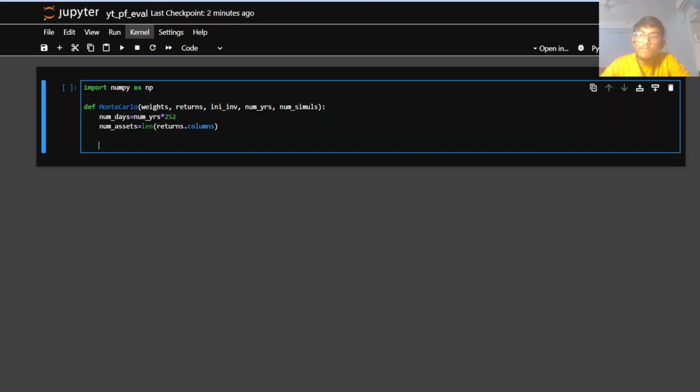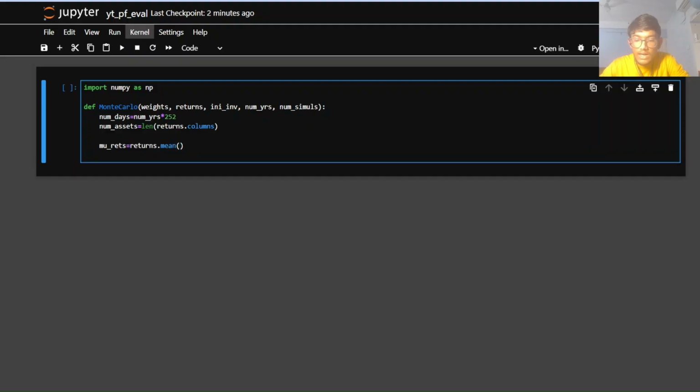And then we can try to get our mean vector from our returns. So mu returns would be returns dot mean, and we can also similarly figure out what our covariance matrix would be. This would simply be returns dot cov, right?